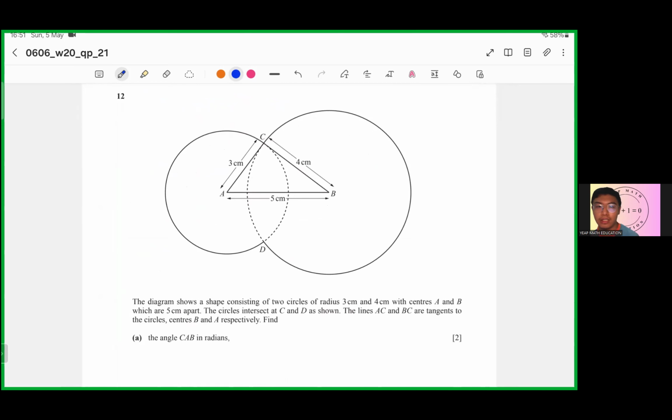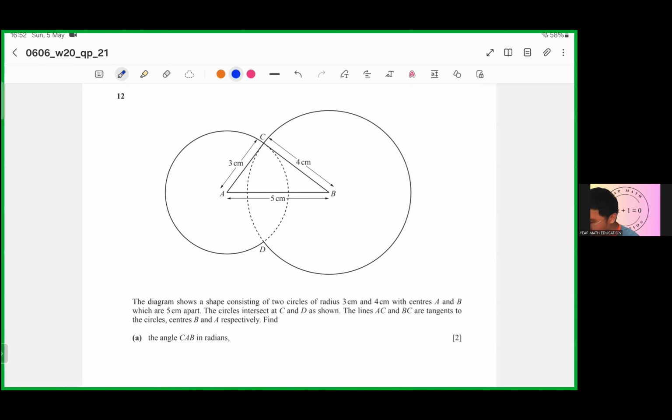We see it's actually two circles. The diagram shows a shape consisting of two circles with radius 3 cm and 4 cm, with centers A and B, which are 5 cm apart. The circles intersect at C and D as shown. The lines AC and BC are tangents.